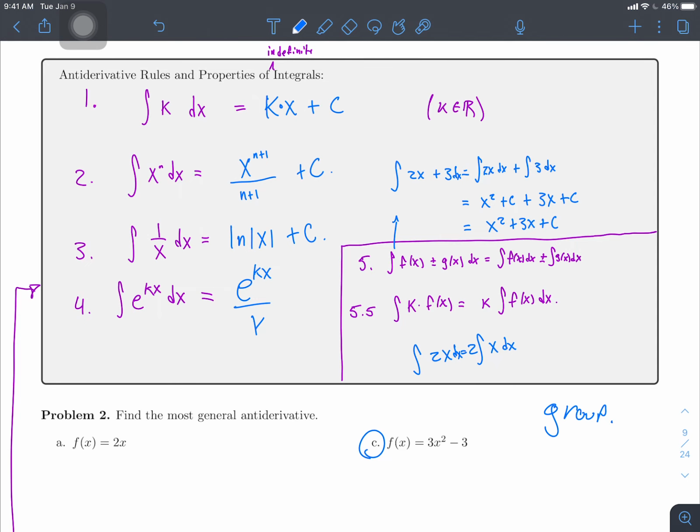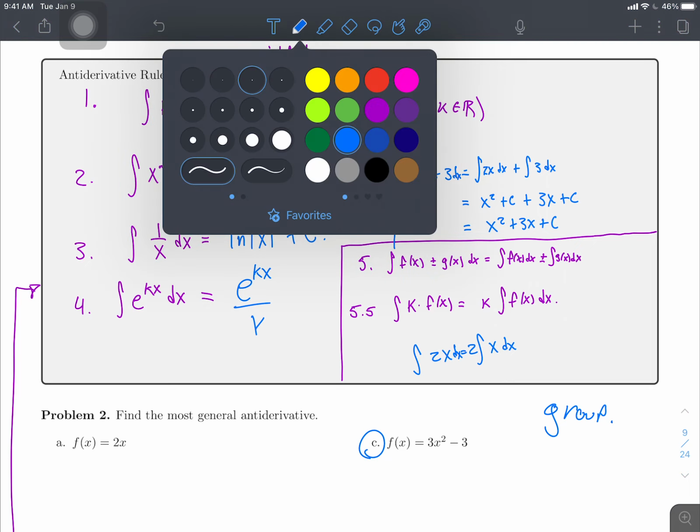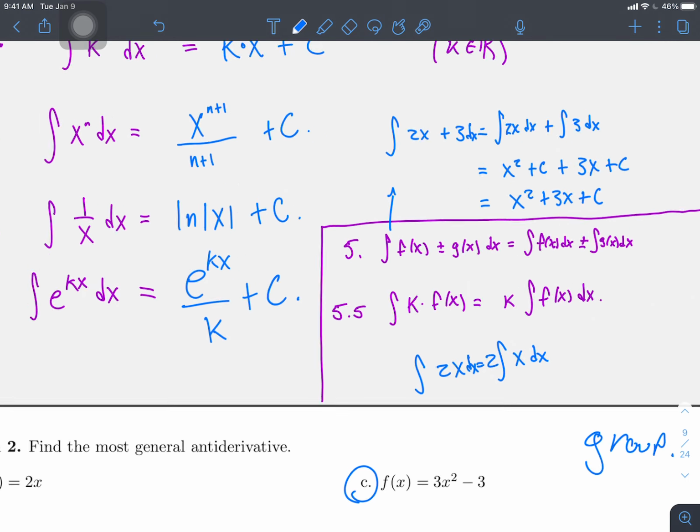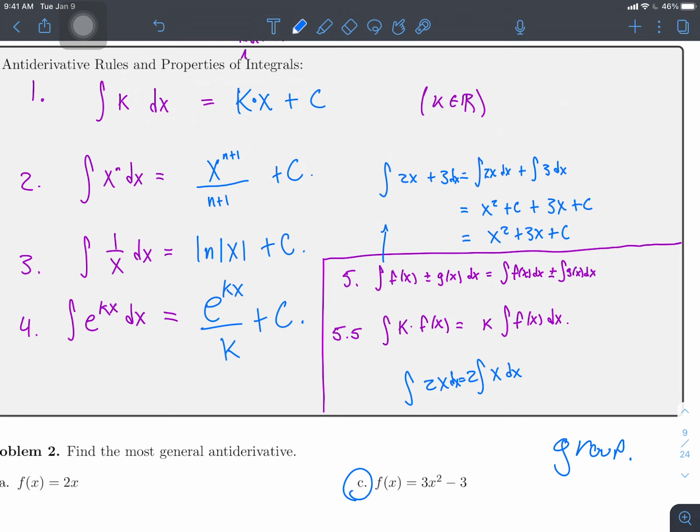Yes? For number 4, does that one have a plus c too, or is that different? Oh, no, of course that is the same. I just forgot to write it, because I'm also human. Okay, so e to the kx over k plus c.